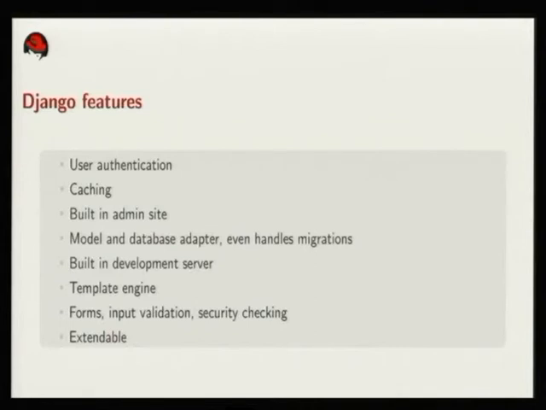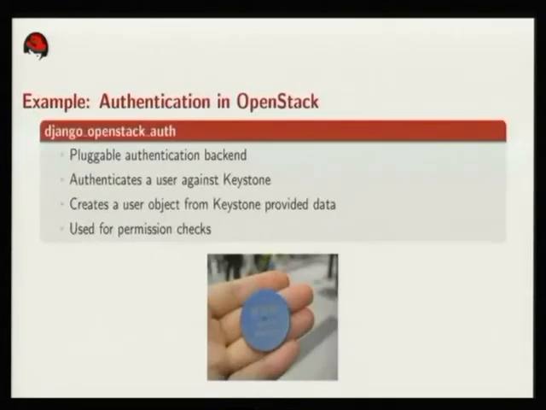Django provides you a whole bunch of tools useful for creating something like a dashboard or a web application. It takes care of authenticating your users. It's even pluggable, as we will see in the next slide. You have features like a built-in admin site, which is not used at all in OpenStack. As we don't use a database adapter in OpenStack, we don't need that function in Django. We'll have a short look at the template engine afterwards. And as I mentioned, it's extendable, and I'll explain how.